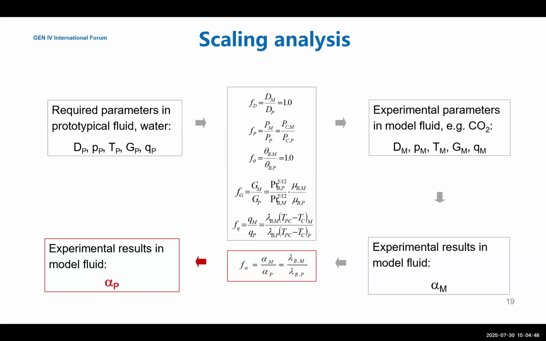After the experimental work, you can get the experimental results in the model fluid. And then we use the scaling law again, and we can scale the heat transfer coefficient in the prototype, water. So you perform the CO2 experimental work and the scaling analysis, and then you can get the water heat transfer coefficient. That will reduce the cost of the experiments as much as possible.